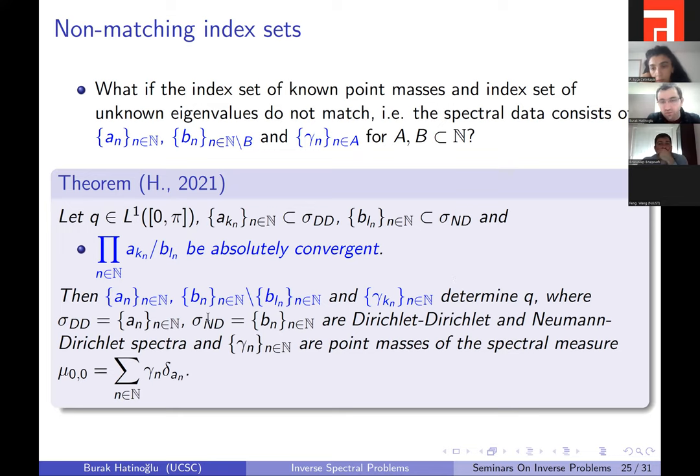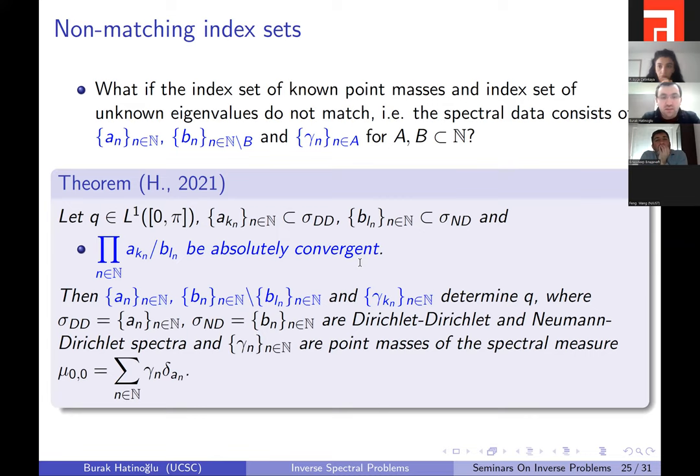And again, we have used the same notations: Dirichlet, Dirichlet, Neumann, Dirichlet spectra and the corresponding point masses. So this is not a characterization, this is a one-way result. So this condition may be improved, but this is what I have obtained for the non-matching index set case.